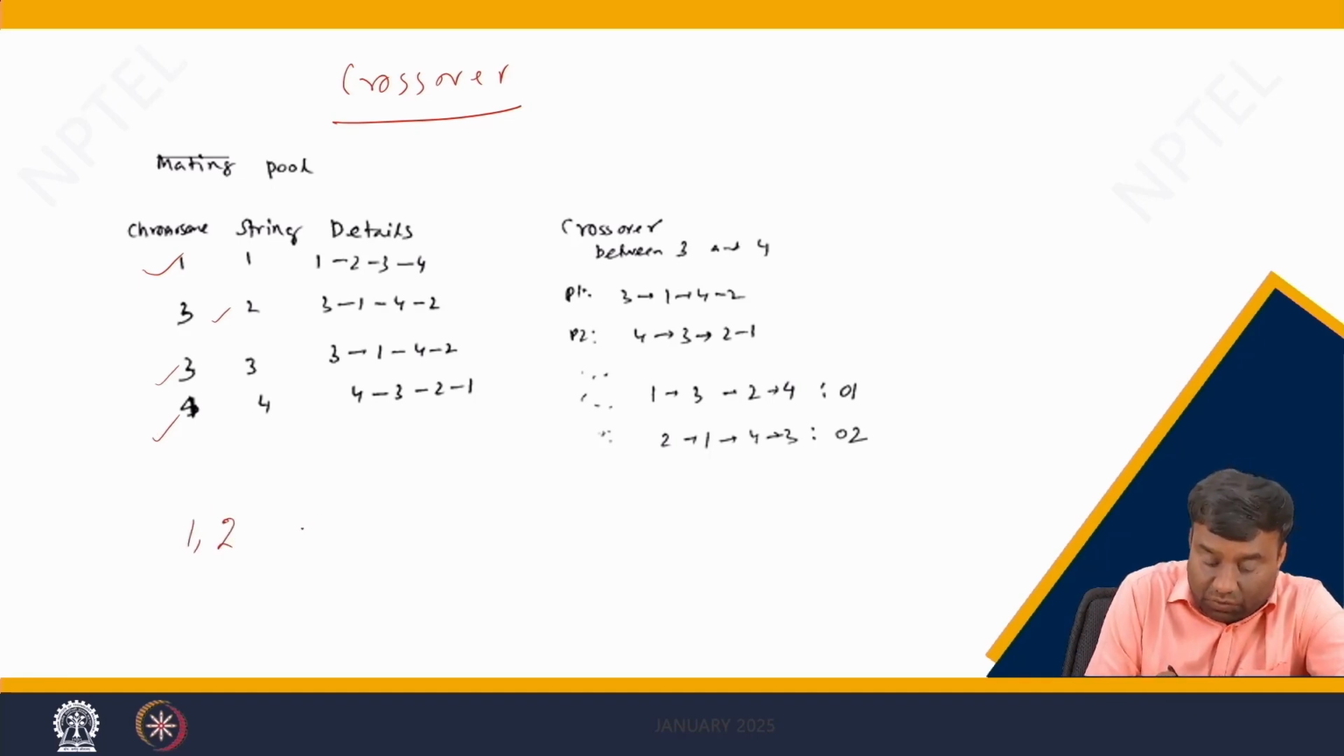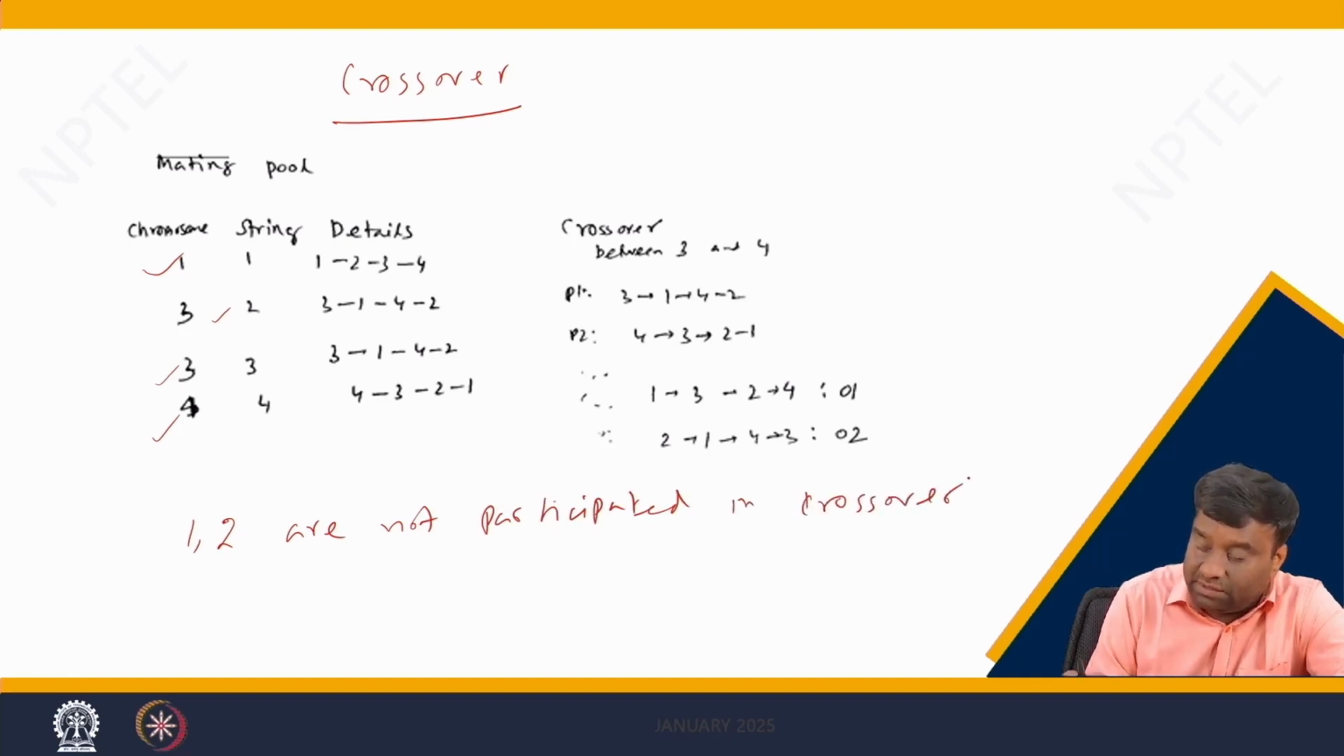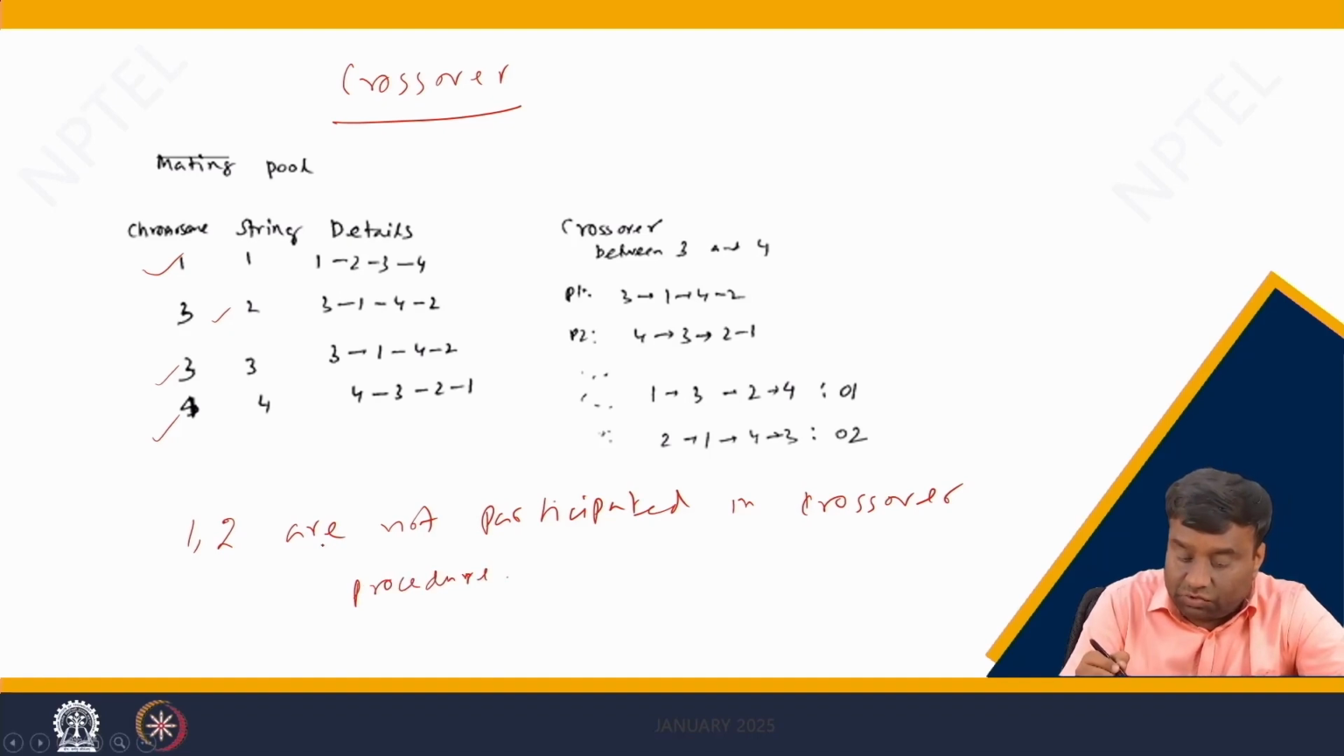As I said, here chromosome 1 and 2 will not participate in the crossover procedure, as their random number is more than the crossover probability. So here 3 and 4 will do the crossover. So 3 is 3 1 4 2, 4 is 4 3 2 1.